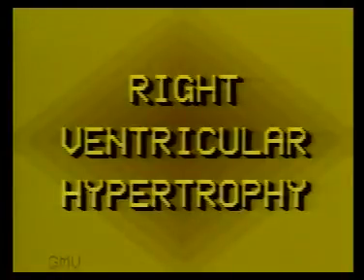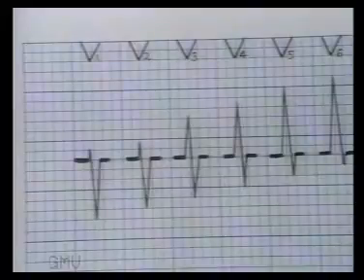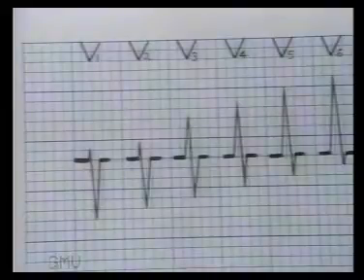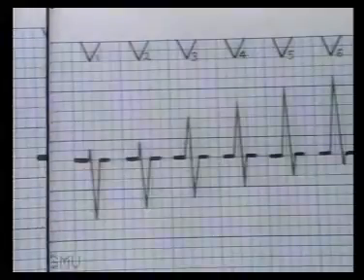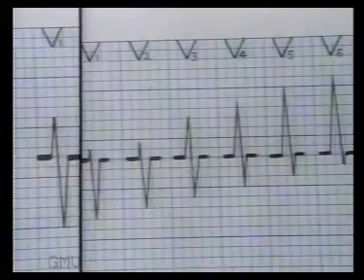Right ventricular hypertrophy. In right ventricular hypertrophy, the pattern of the QRS complexes in the chest leads will be changed. This is the normal pattern from SV1 to RV6. Let us now compare and study the pattern of right ventricular hypertrophy.